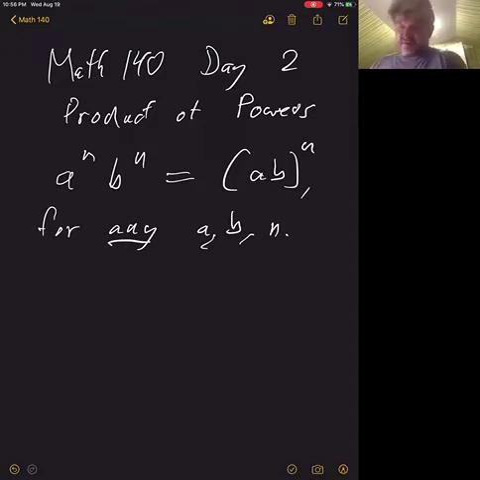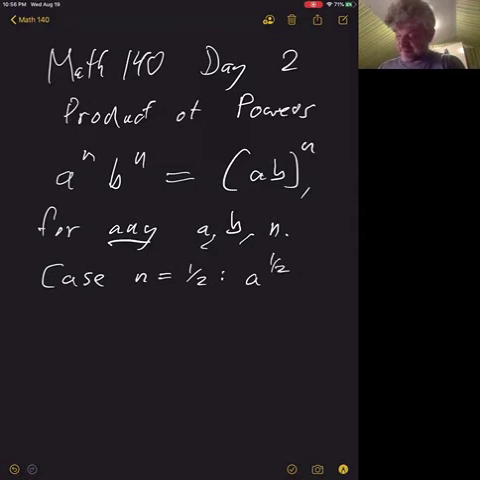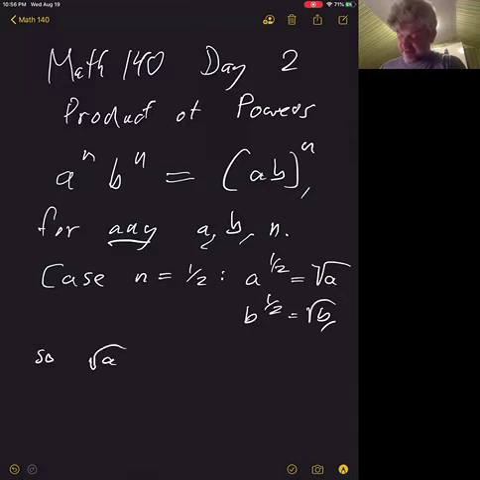And the way you will see that in the homework, it's applied to the case when n is, for example, 1/2. So a to the 1/2, that's the square root of a, b to the 1/2, the square root of b. So we get square root a times square root b is equal to the square root of a times b.